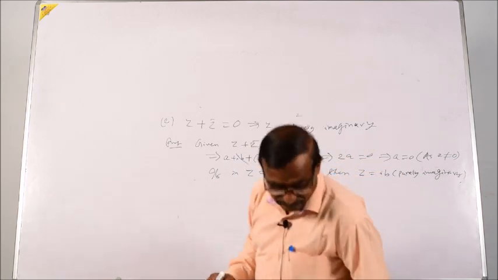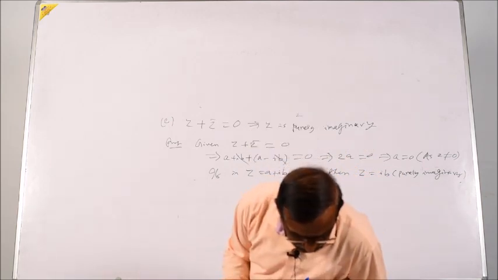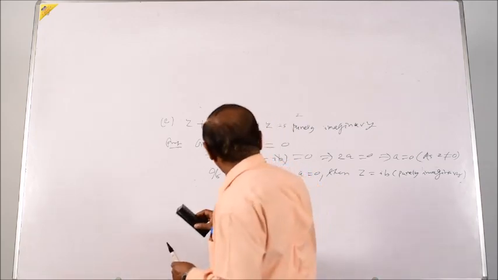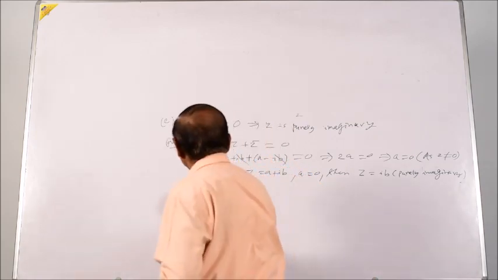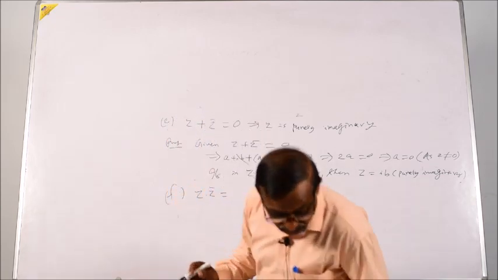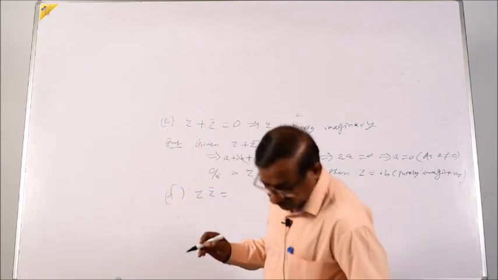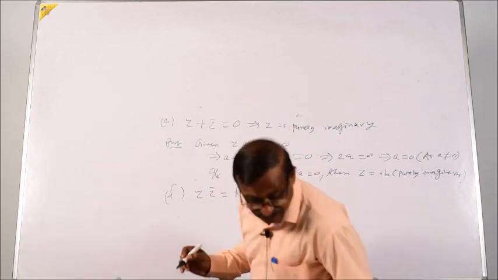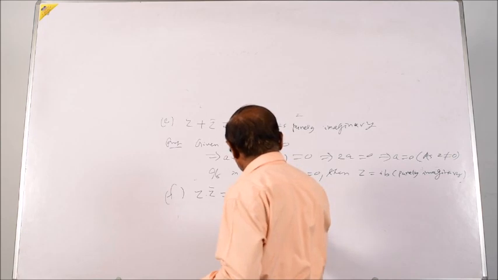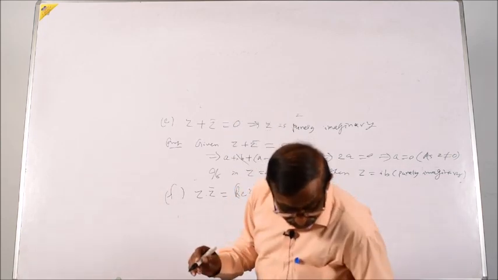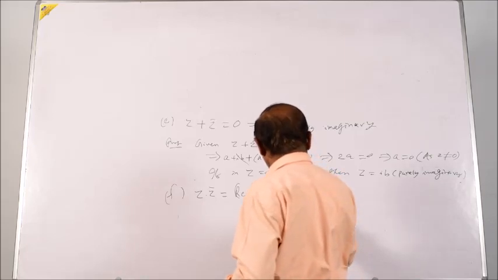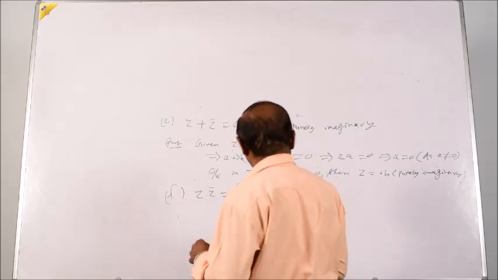Right. Now, Z into Z bar, property F. Z dot Z bar is equal to real Z square plus imaginary Z square. Let us prove this.